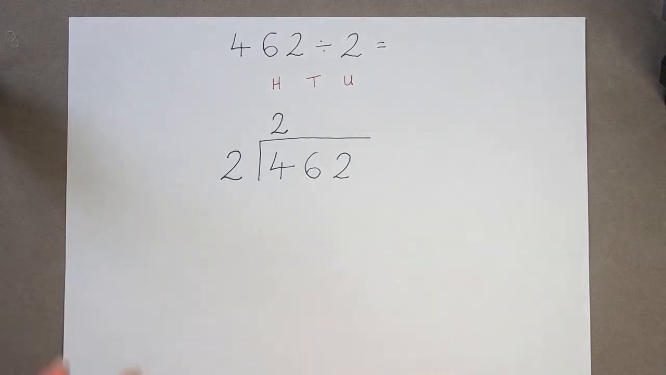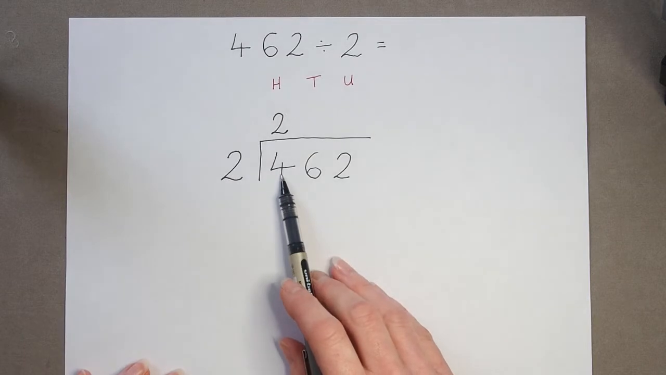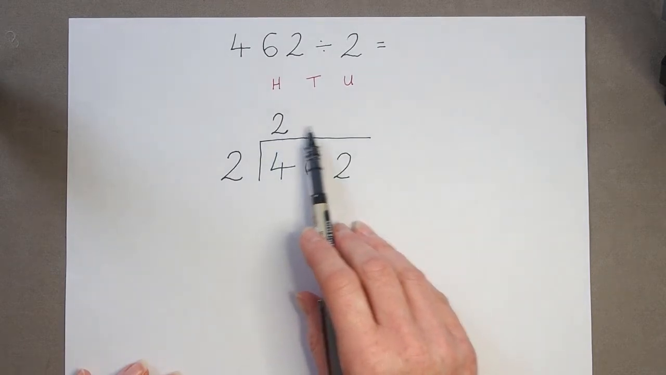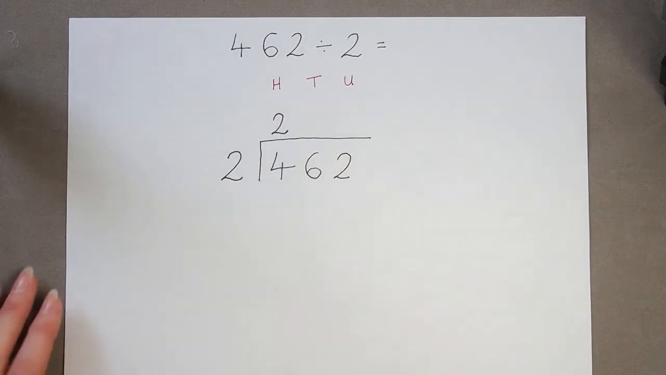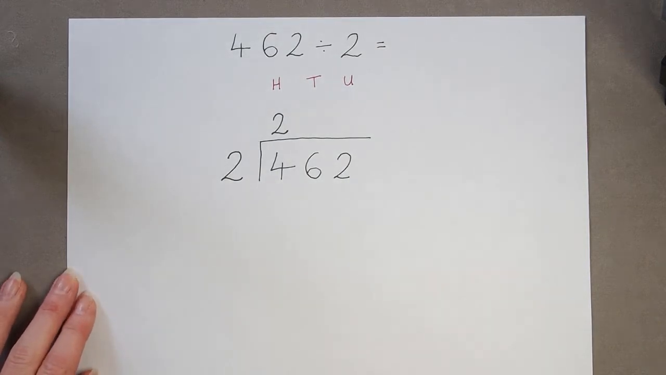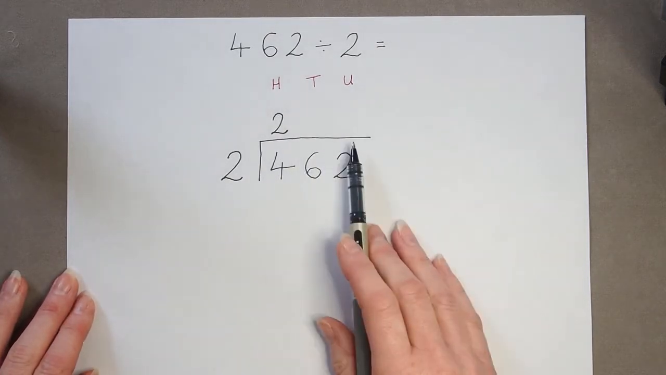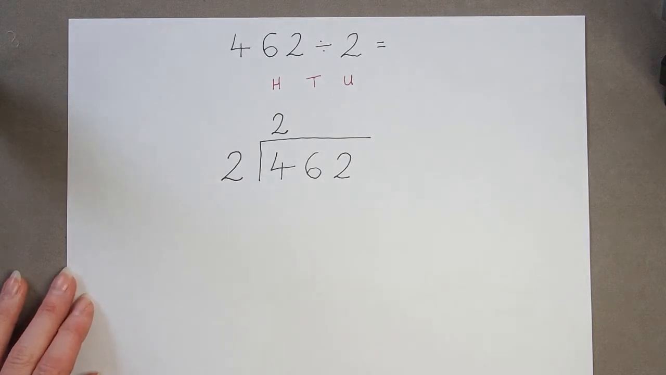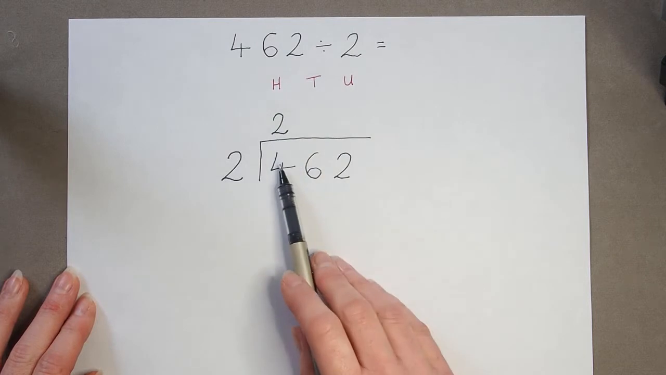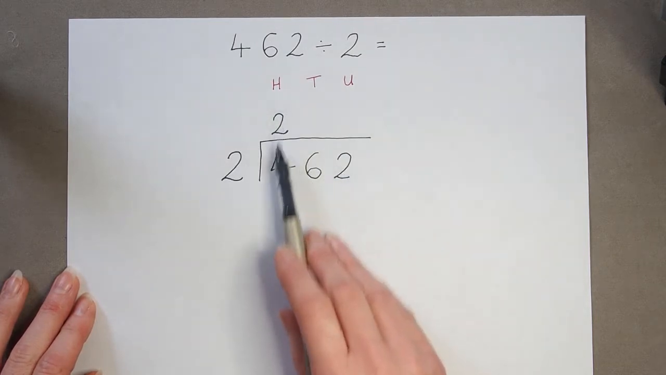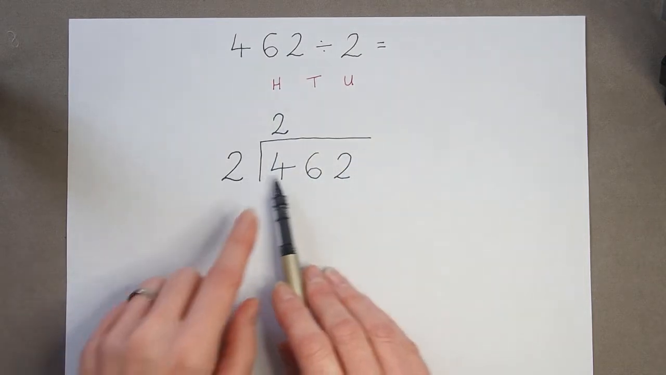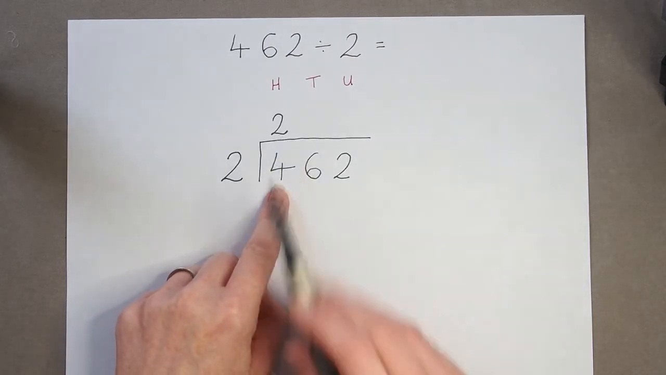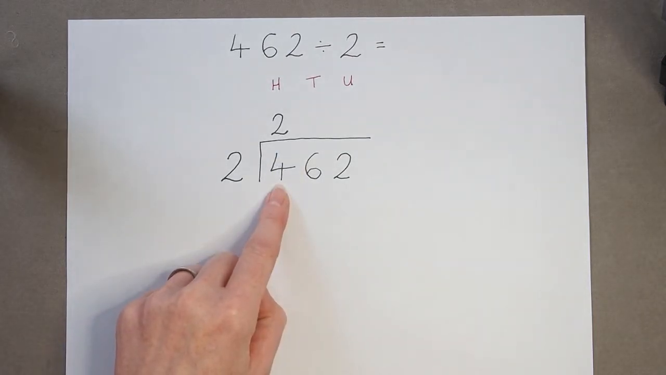Well, we could count in twos, but that would take a long time. Dividing by 2 is also the same as halving. So half of 400 would be 200. But we don't need to think about that place value as we work it out. We don't need zeros. We don't need to struggle counting in twos to 400 because of our columns as we set it out. Okay, so 4 divided by 2 is 2, and that is just in our hundreds column.